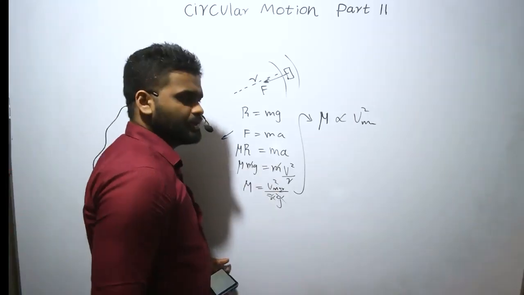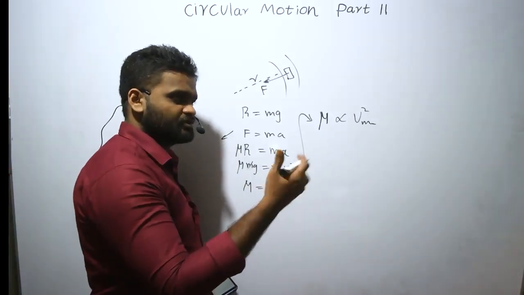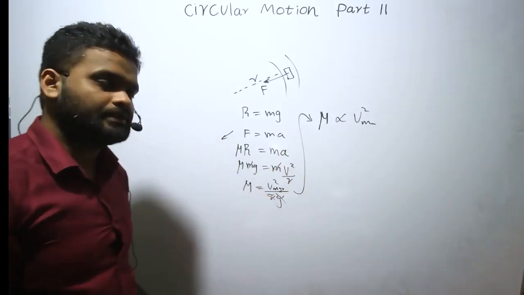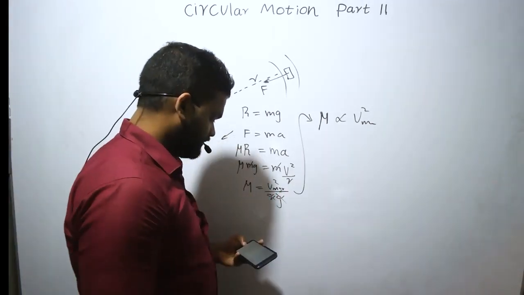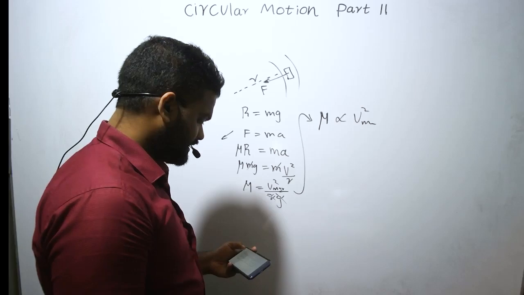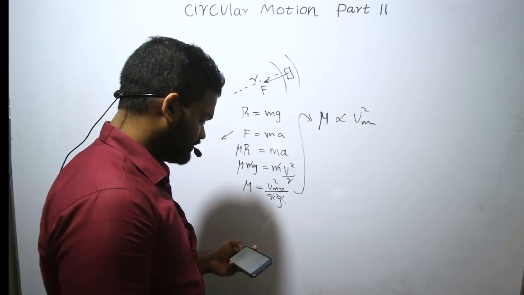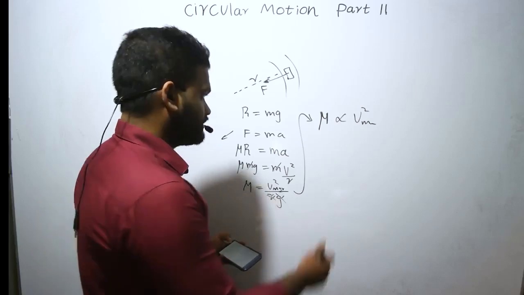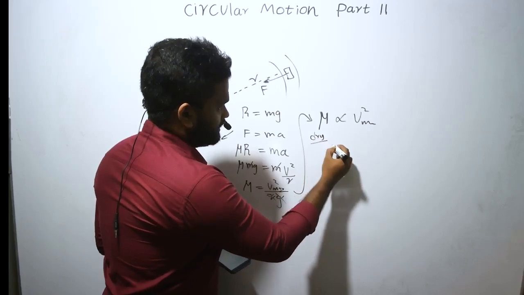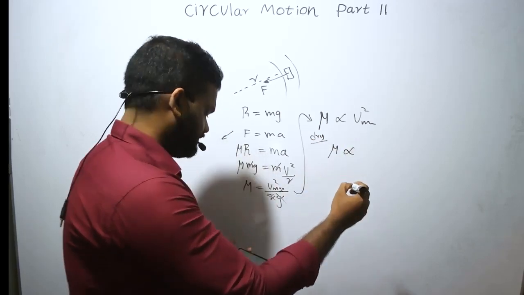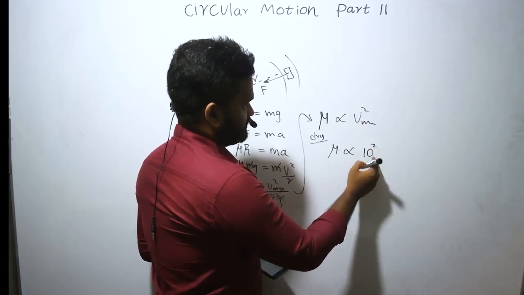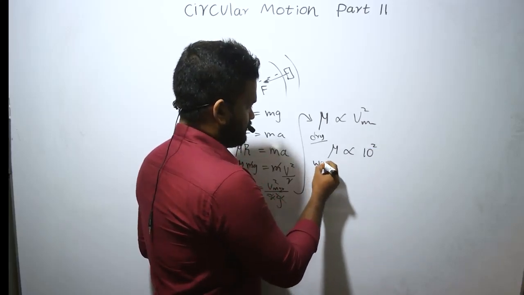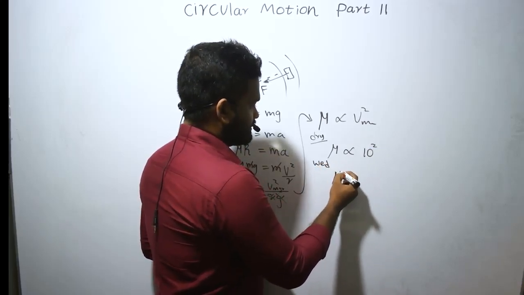Don't use the whole equation always, right? Most of the MCQs you can solve using proportional methods. So for the first case, when the road is dry, static coefficient, let's say just mu, and the maximum velocity the car can take is 10. So 10 squared.